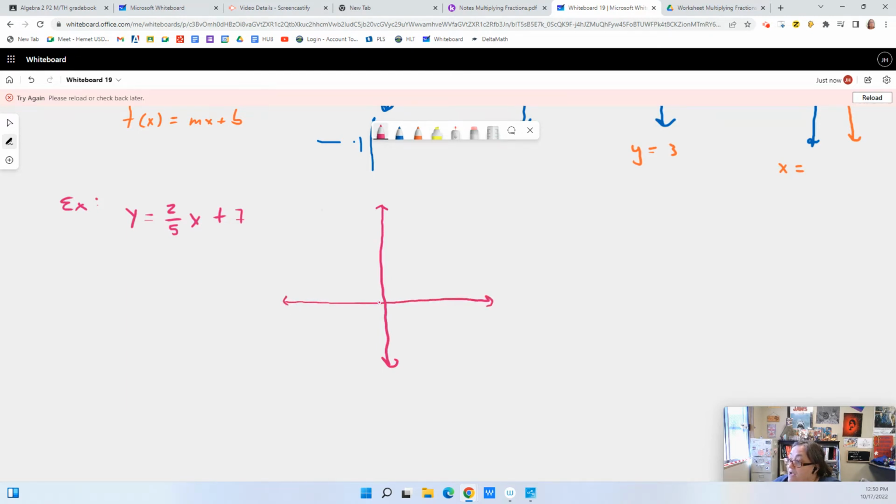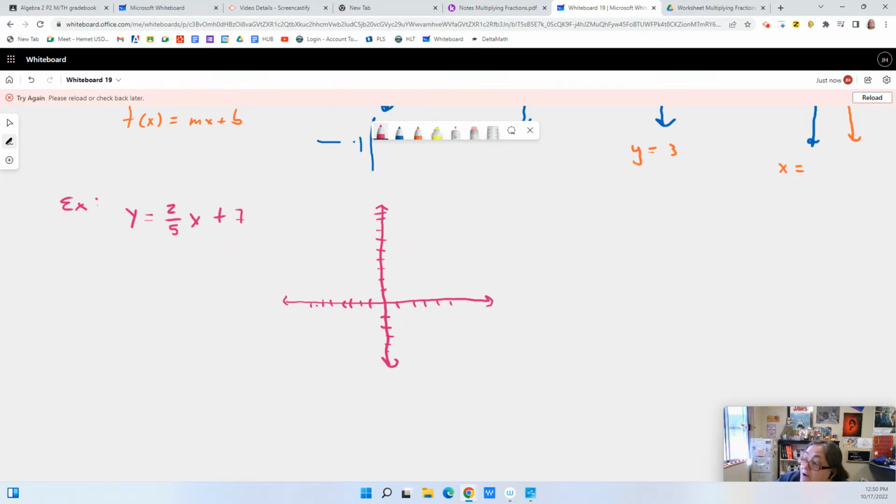I'm going to make a graph. Let's go 1, 2, 3, 4, 5. 1, 2, 3, 4, 5, 6, 7. You're lucky, your worksheet will already have the graph. You just need to plug it in.